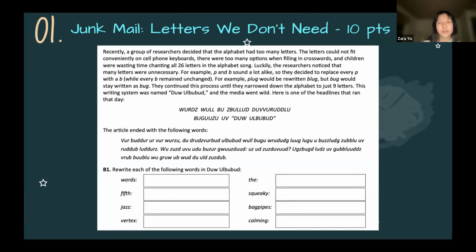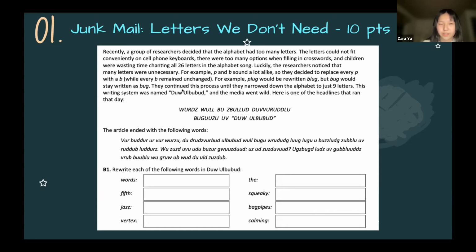Okay, for our first problem, it's called Junk Mail, Letters We Don't Need, and it's worth 10 points. So recently, a group of researchers decided that the alphabet had too many letters and it couldn't fit conveniently on cell phone keyboards. And there were too many options when filling in crosswords, and children were wasting time chanting all 26 letters in the alphabet song. So the researchers noticed that many letters were unnecessary. For example, P and B sound a lot alike, so they decided to replace every P with a B, while every B remained unchanged. So plug would be written as blug, but bug would stay as bug. So they continued this process until they narrowed down the letters to just 9 letters.